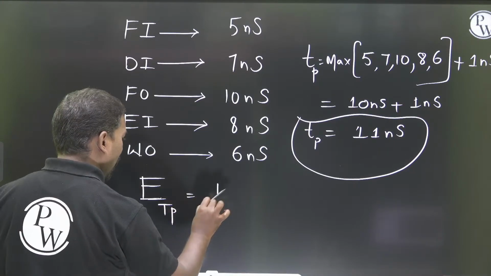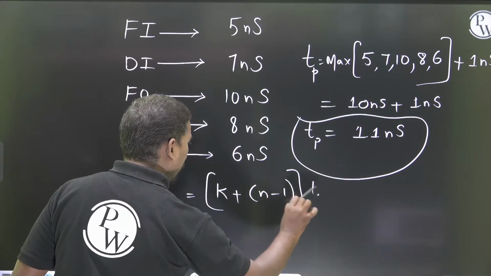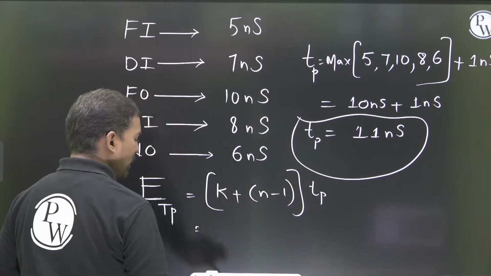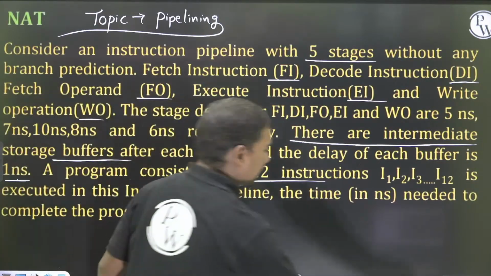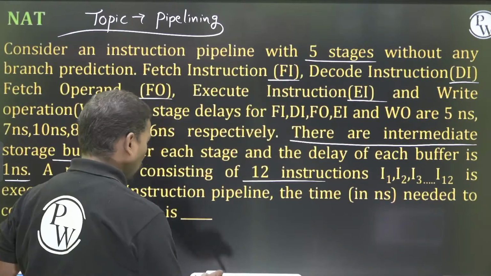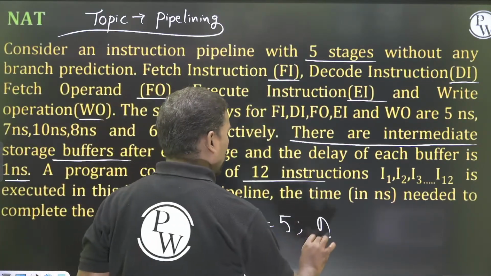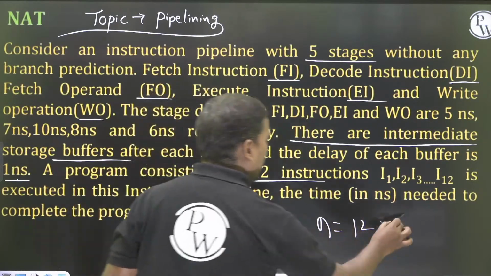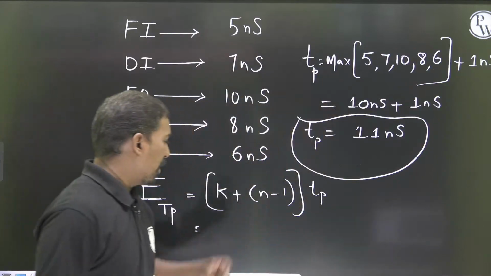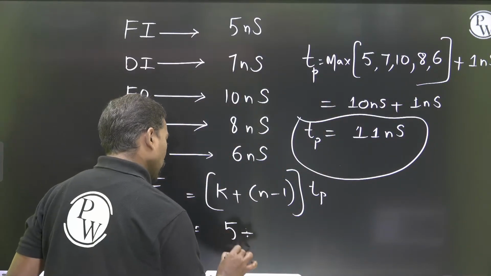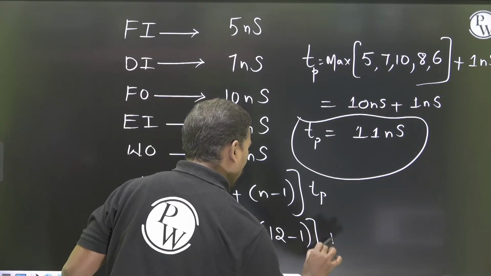Everybody knows the formula: (K plus n minus 1) times the time of pipeline. What is K, my dear? Here how many instructions are there? N is equal to 12 instructions. K is equal to 5. So what is given in the question? K will be 5, N is equal to 12, TP is equal to 10 plus 1. So now you can substitute and tell me: K is equal to 5, N is equal to 12 and TP is how much? 11 nanoseconds.